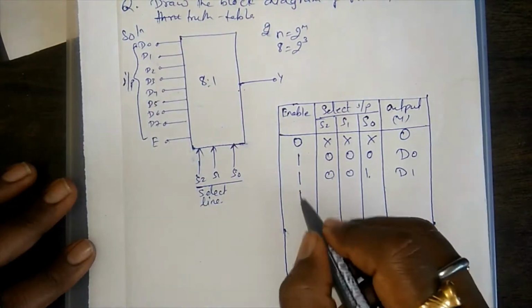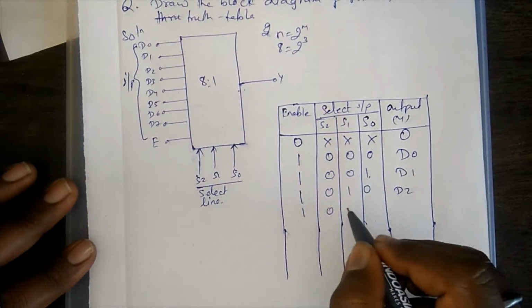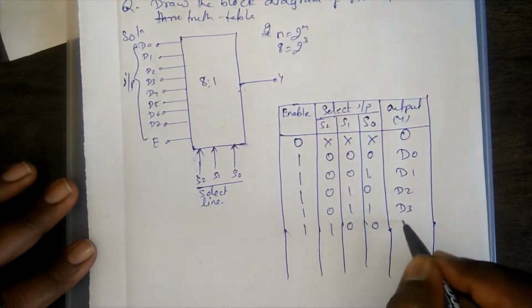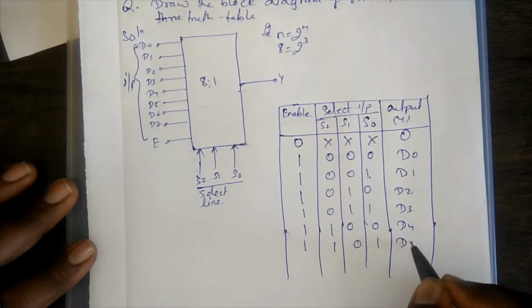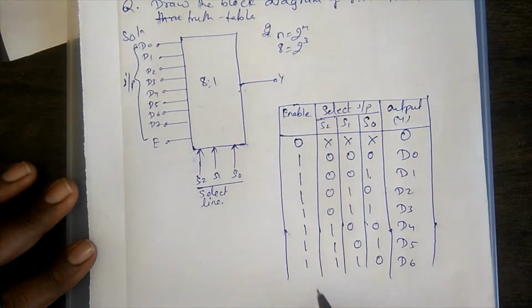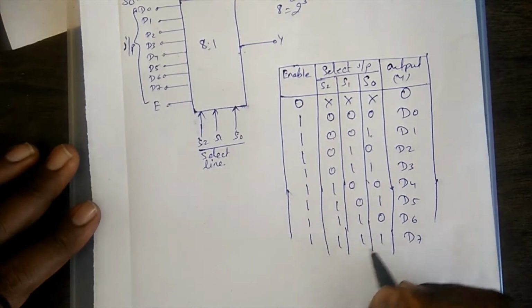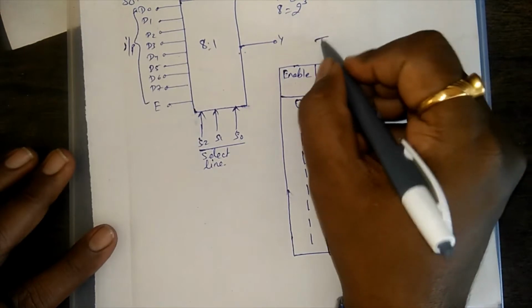Okay. Then enable 1, select 0, 1, 0 gives D2; 0, 1, 1 gives D3; 1, 0, 0 gives D4; 1, 0, 1 gives D5; 1, 1, 0 gives D6; and 1, 1, 1 gives D7. So this is the truth table for the 8:1 mux.